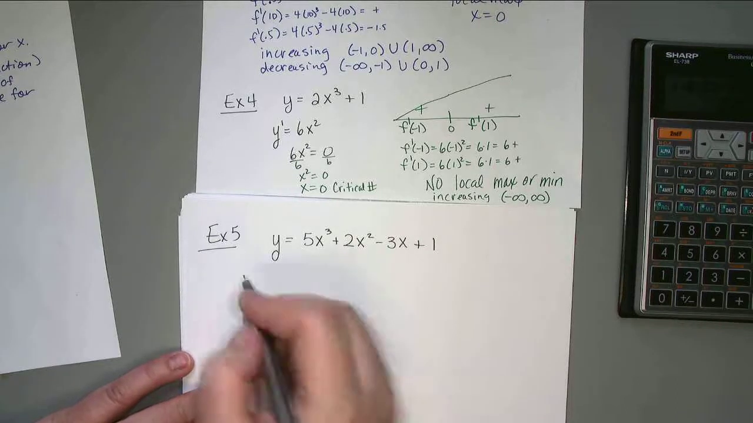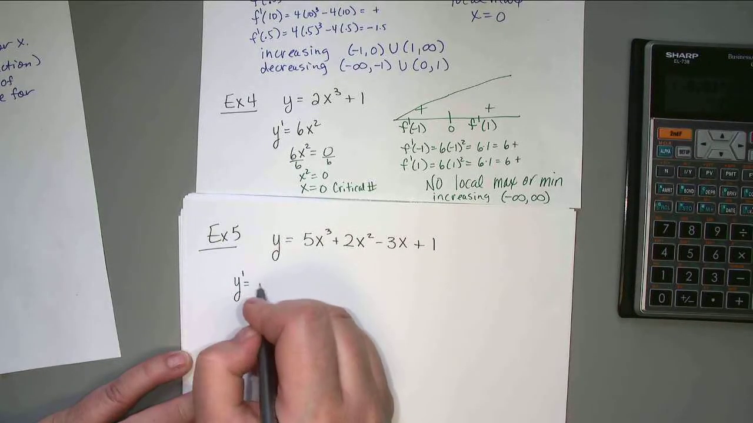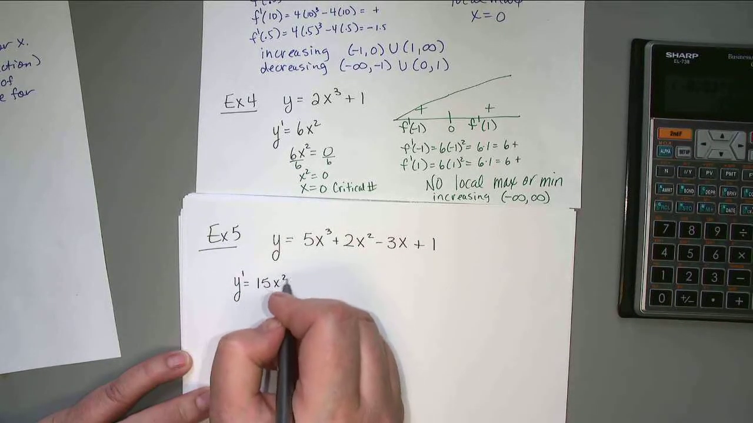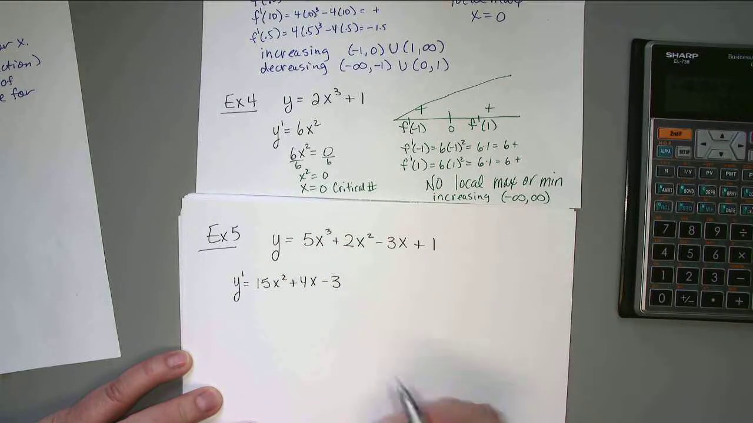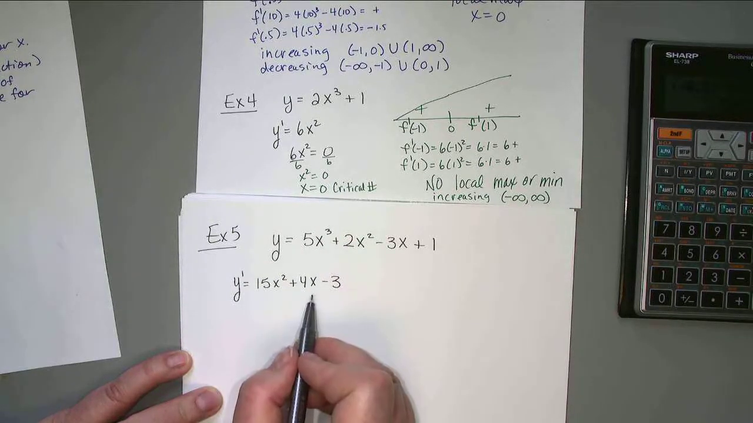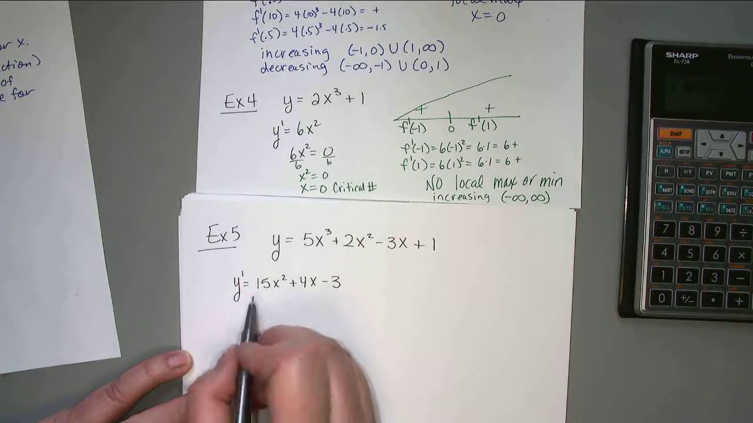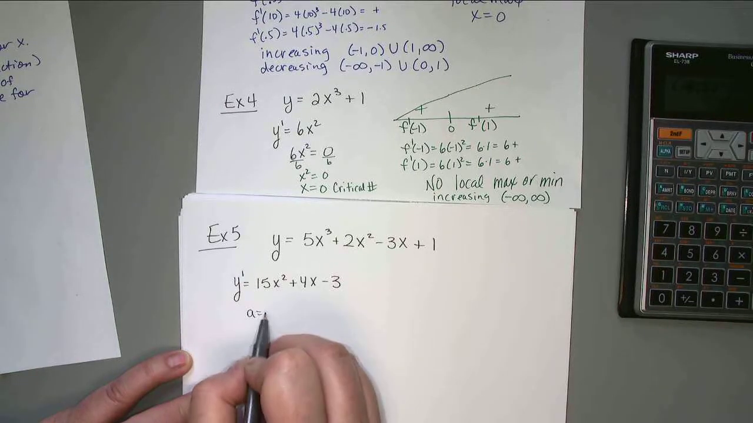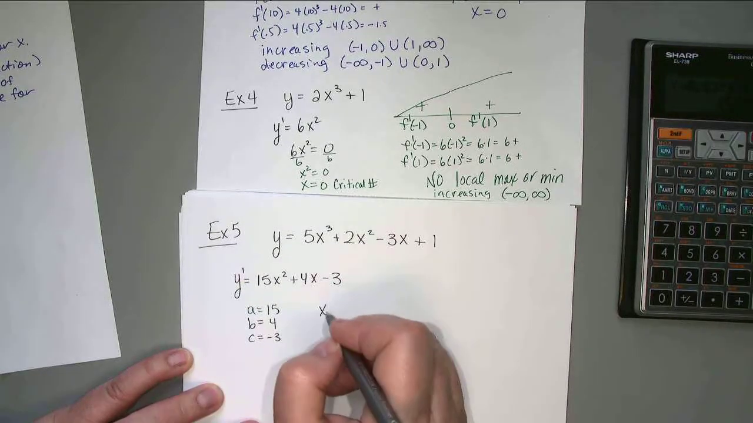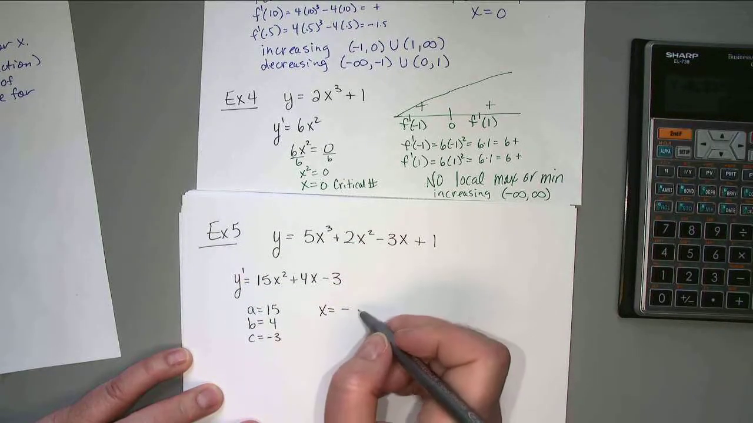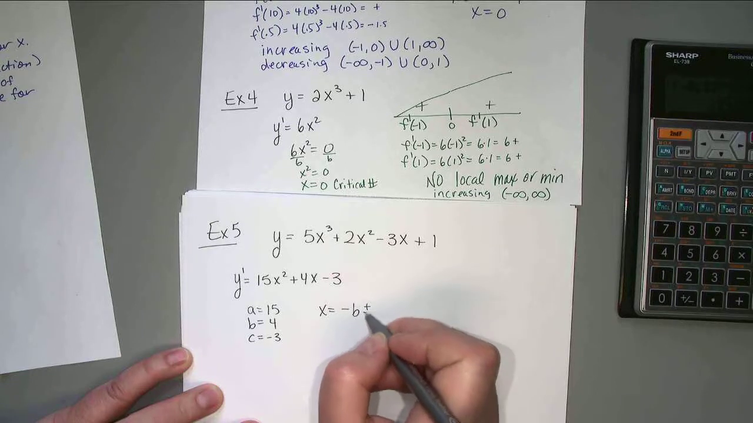Okay, so take the derivative. And then I'm going to set this equal to 0, but I think I'll use the quadratic equation because of that 15. So x equals minus b plus or minus. I'll just write it out.